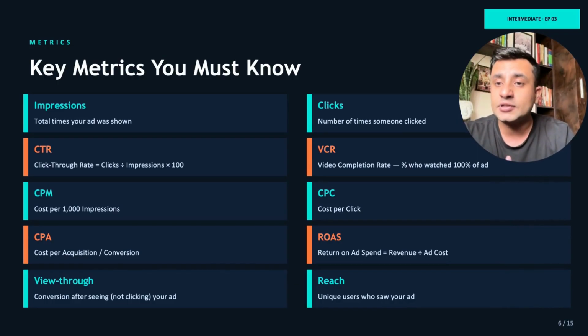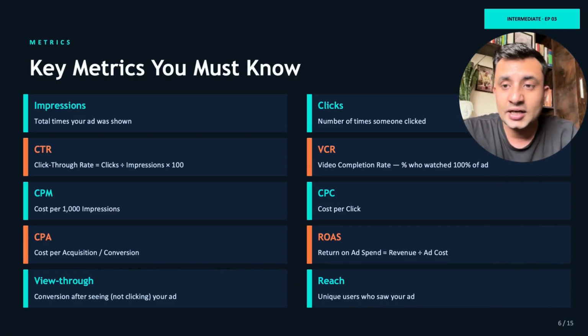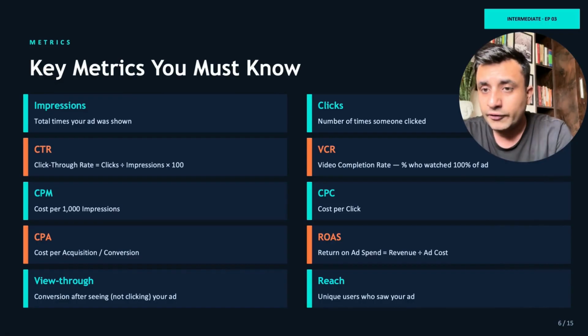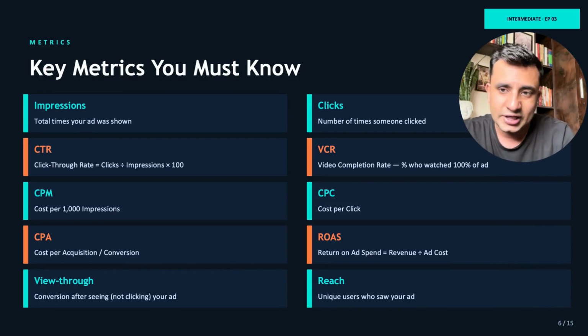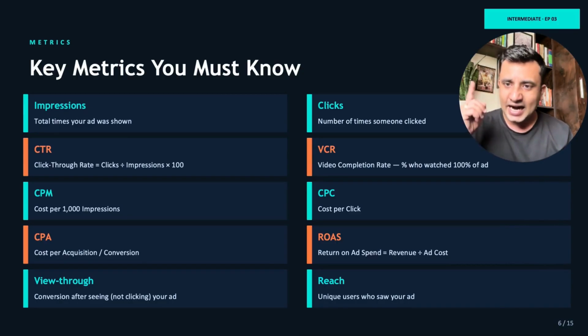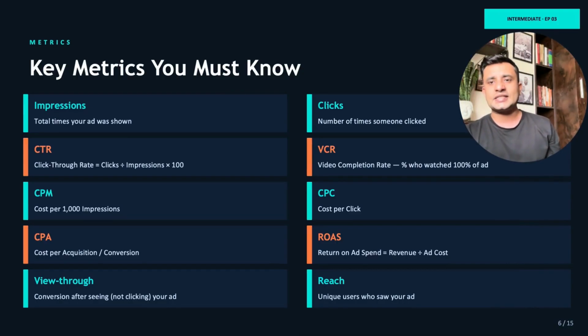Clicks, number of times somebody clicked on the ad, CTR, click-through rate, VCR, video completion rate. We have discussed this multiple times, but I am still reiterating once. For the ones who have just visited my page, this is like the third video in the intermediate series. If you want to understand these metrics in detail, we have talked about them in the basic series. You can go to the programmatic basic series. I'll add a card above, and then you can visit and see in detail what these metrics do.